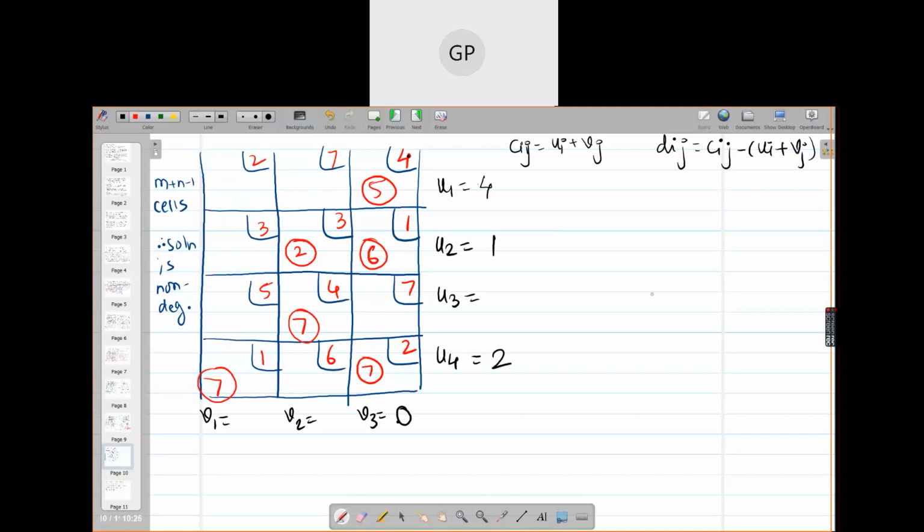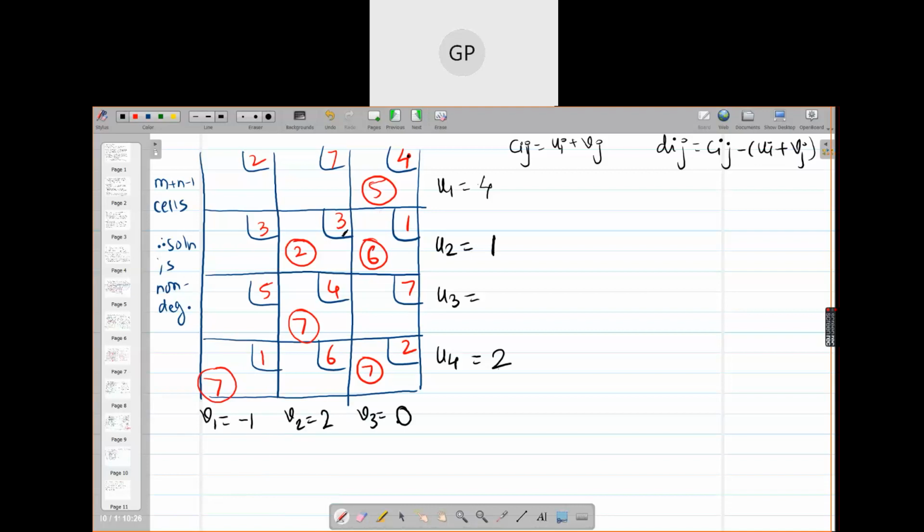2 plus something is equal to 1. So that is minus 1, right? Yes, ma'am. Now you can use U2 equal to 1 to find V2. U2 plus V2 is equal to 3. So V2 is 2.